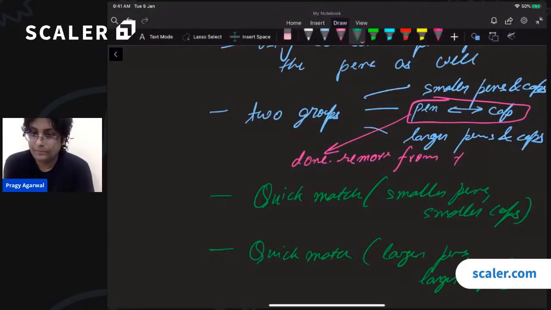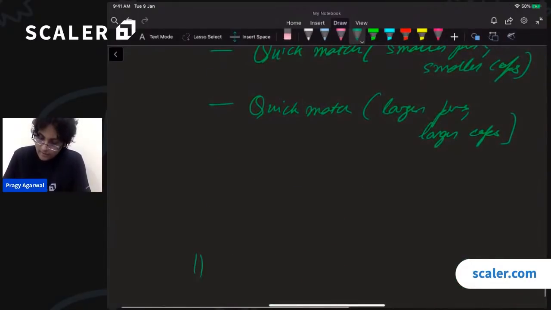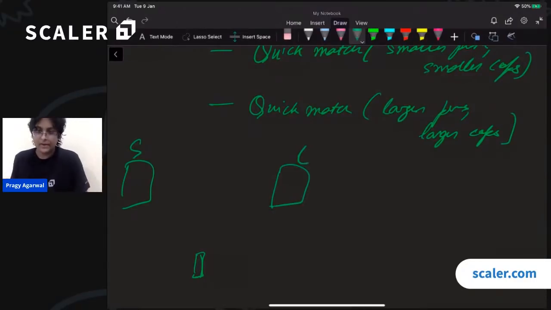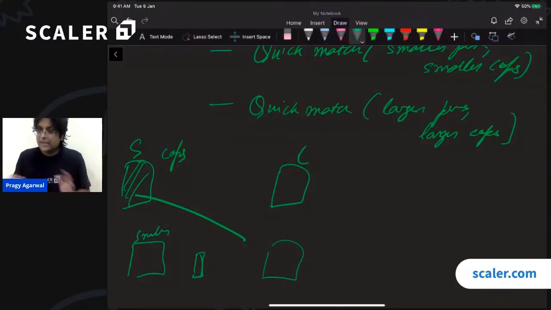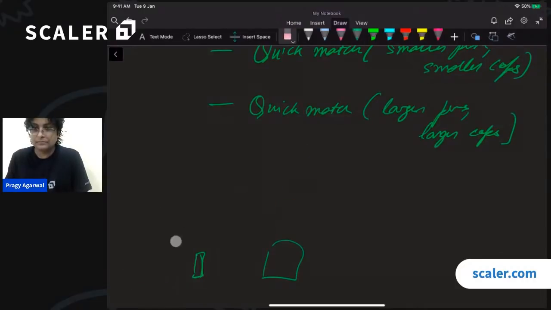Is that clear? What is the purpose of splitting again using the cap? Let us say that I have this pen, and using this pen, I can say which are the smaller caps and which are the larger caps. But I don't really know which are the smaller pens and larger pens. I need to make sure that these smaller caps are compared only with the smaller pens. I don't want to compare the smaller caps with the larger pens. So I need to split the pens as well. That is the purpose. Is that clear?